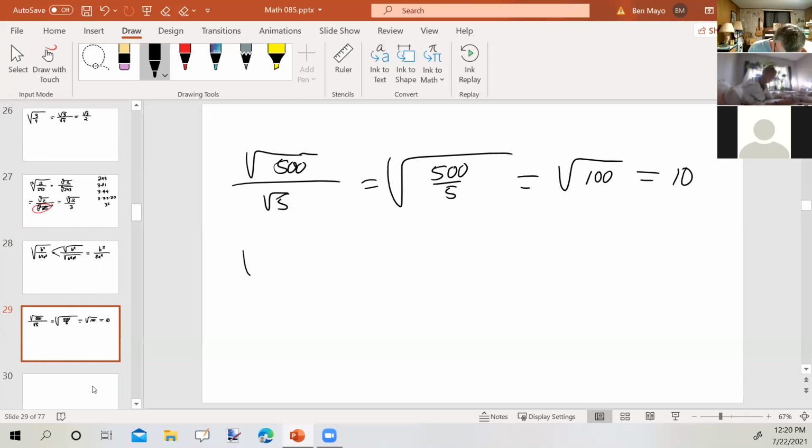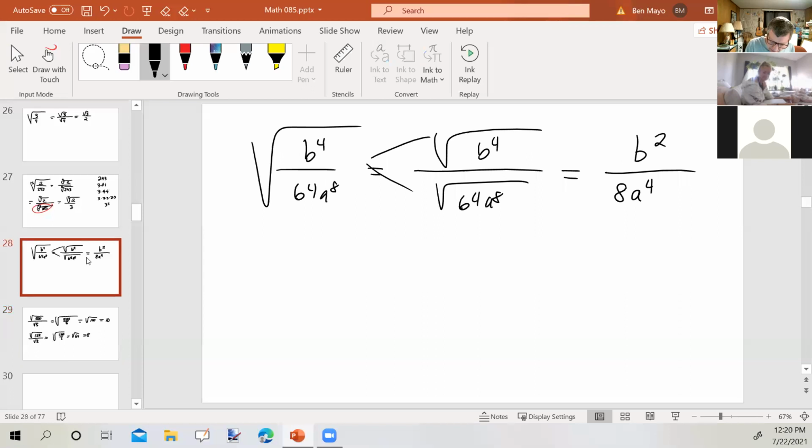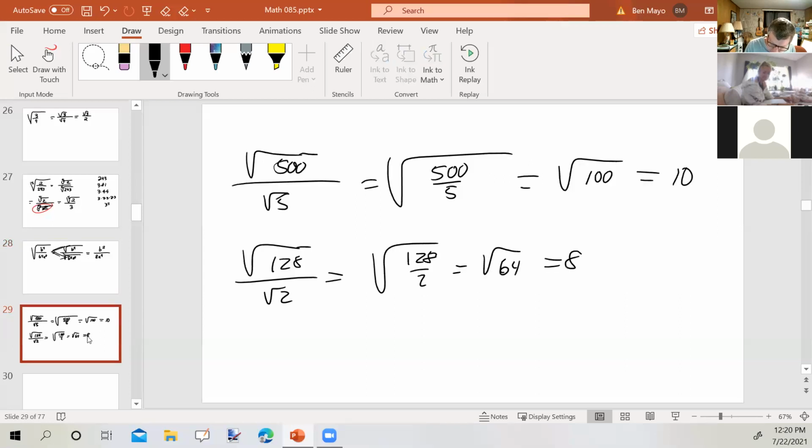All right, what about this one? The square root of 128 over the square root of 2. That would be the square root of 128 over 2, which is the square root of 64, which is 8. So again, here we were pulling things apart. Here we're shoving things together.